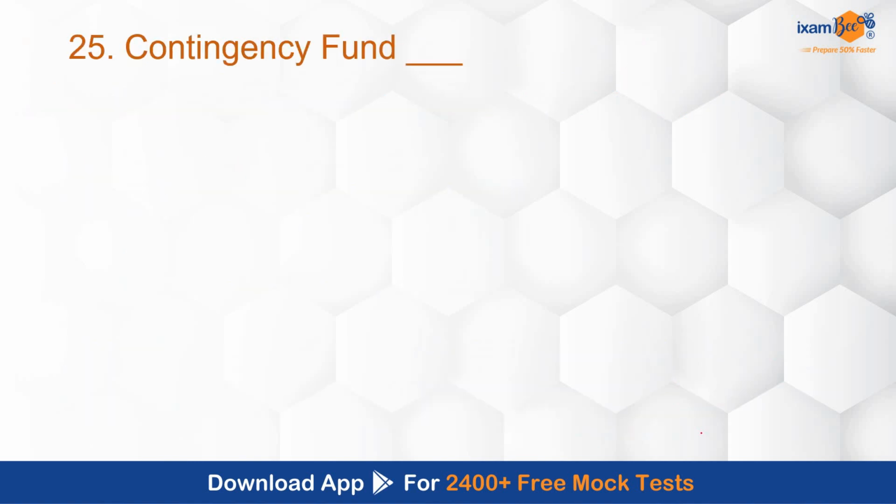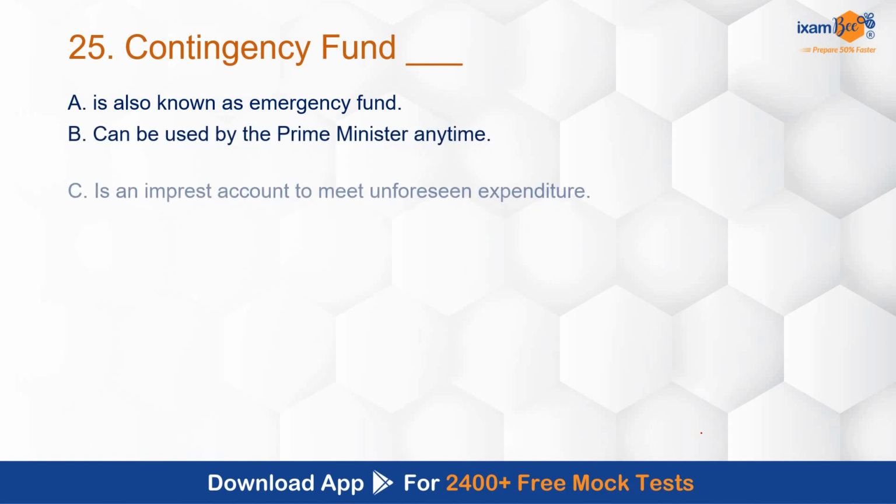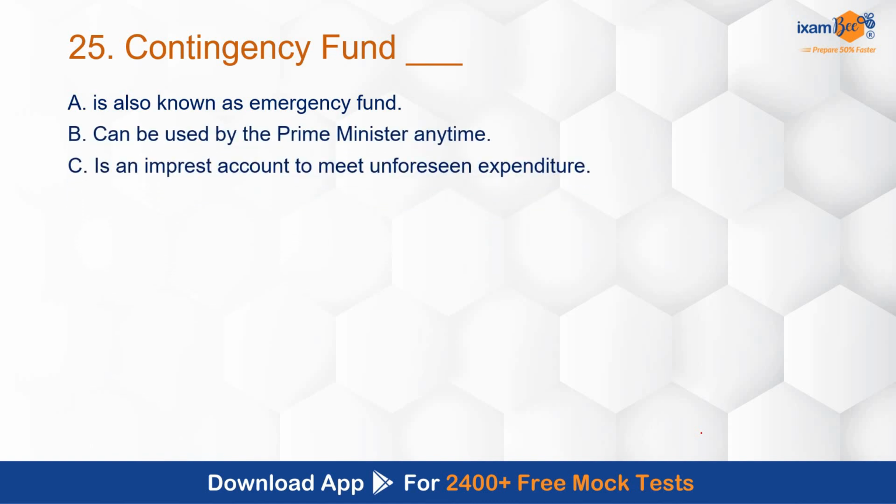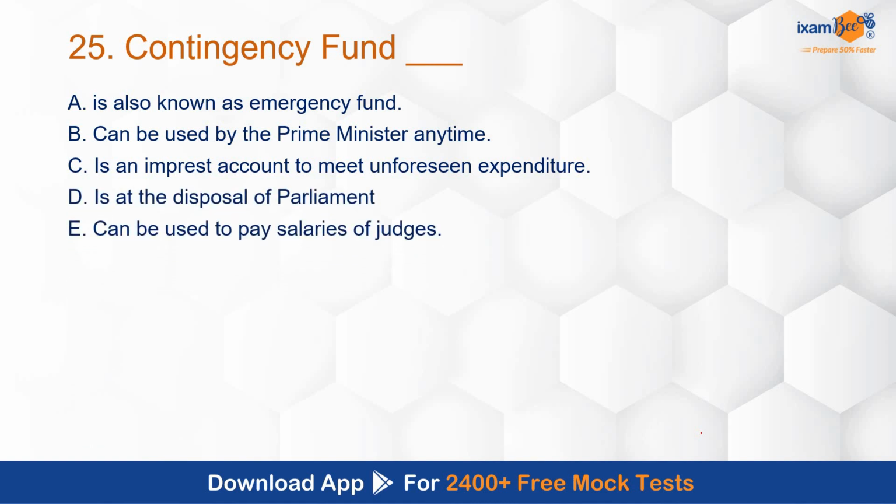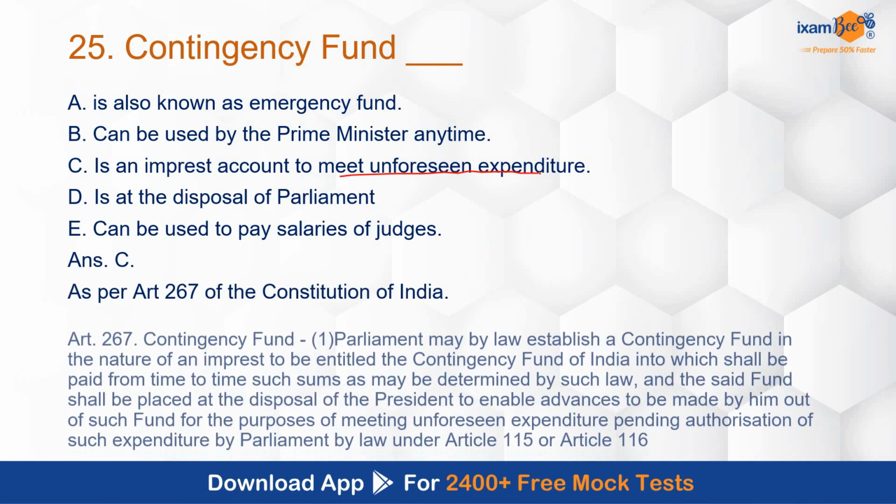Question number 25. Contingency fund is also known as emergency fund, can be used by Prime Minister anytime, is an imprest account to meet unforeseen expenditure, is at the disposal of Parliament, can be used to pay salaries of judges. Correct answer here is C. It is an imprest account to meet unforeseen expenditure. This is given as per Article 267 of the Constitution of India.